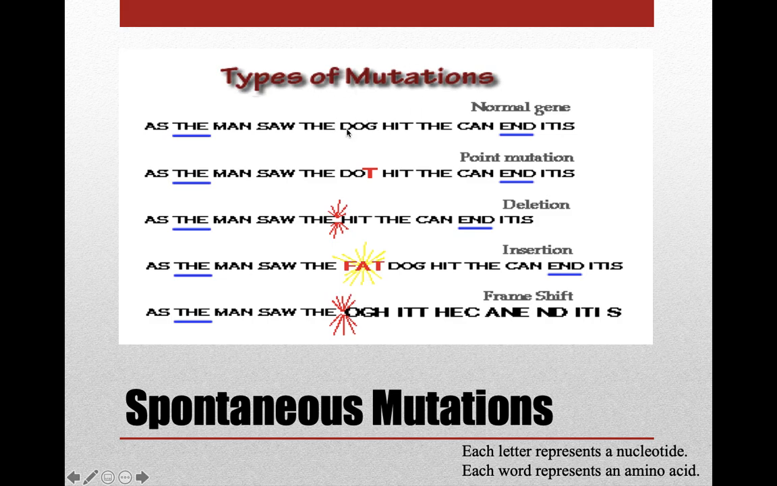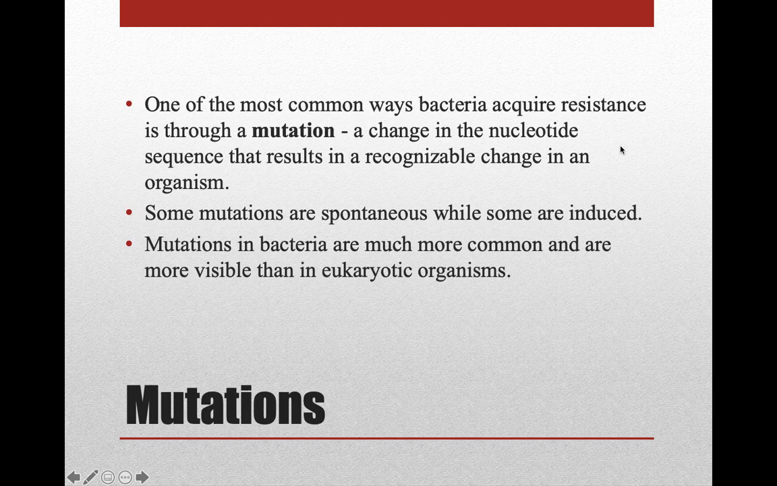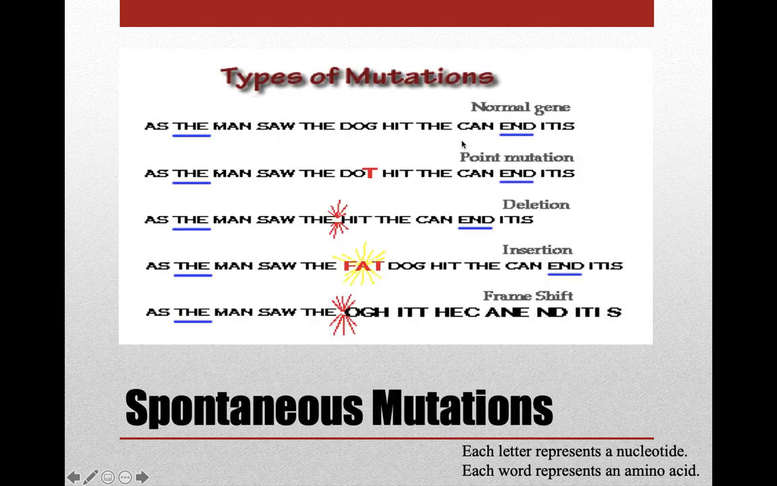A silent mutation would essentially be like changing the word can here, the letter C to a K. The man saw the dog hit the can. Can with a K. It's pronounced the same. It reads the same. For all intents and purposes, that is the same word. A silent mutation does not change the message. It doesn't change the protein that's produced. It doesn't change the mRNA message. It doesn't really matter.